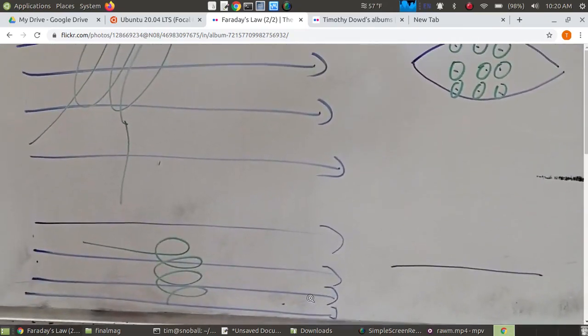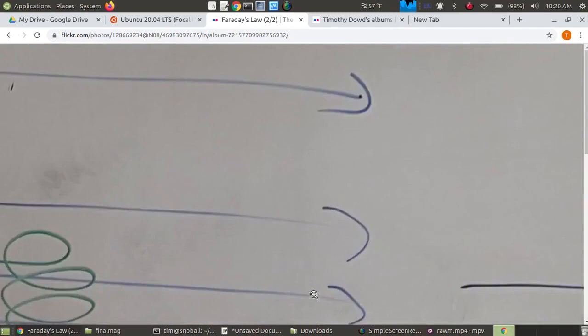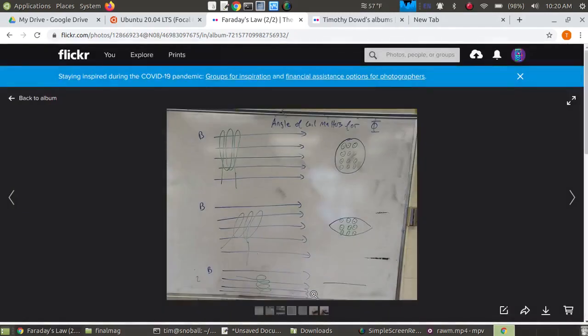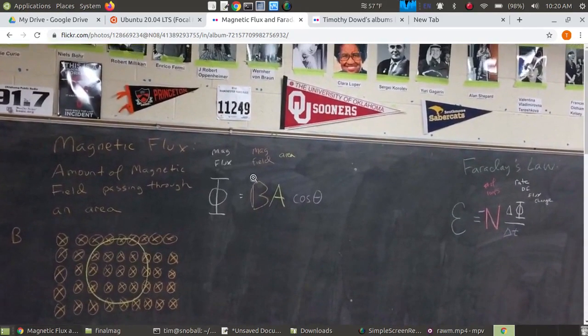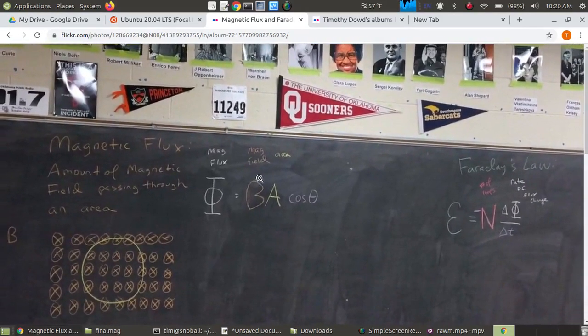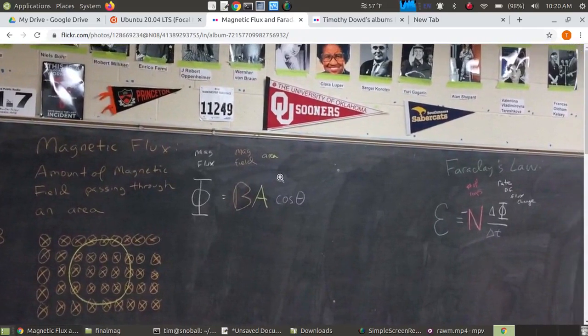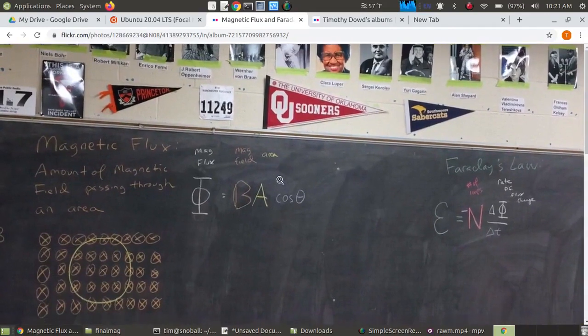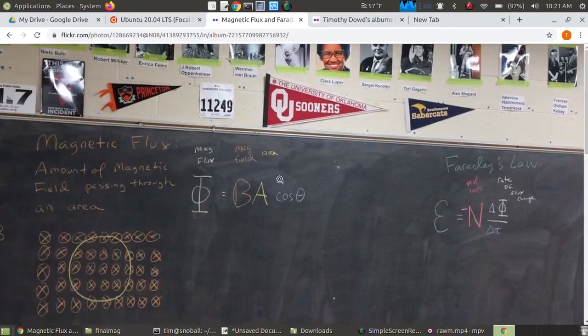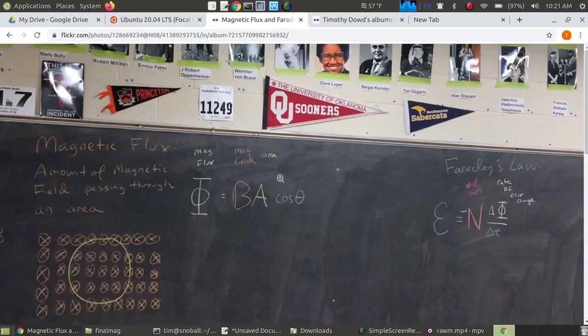In fact, if we rotated the coil completely parallel, we would have no flux at all. So that's why rotating it matters too. So changing any of those three variables, field strength, area, or angle, is going to change the magnetic flux. So what Faraday started to figure out was that changing flux was responsible for producing potential differences, which we call EMFs, and therefore currents.